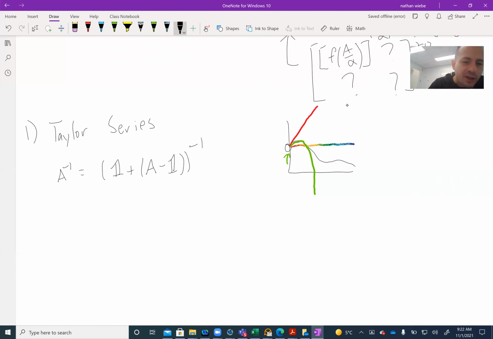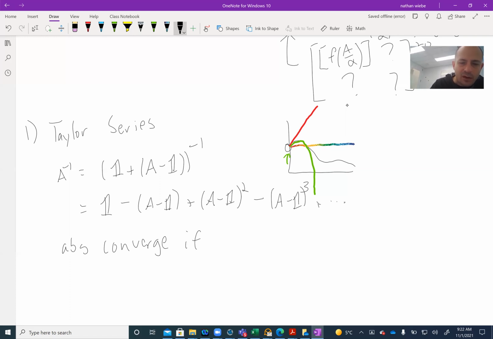And so this series, if we do a standard Taylor series expansion for it, can be written as 1 minus (A minus identity) plus (A minus identity) squared minus (A minus identity) cubed. And this will absolutely converge if the norm of A minus identity is strictly less than 1.